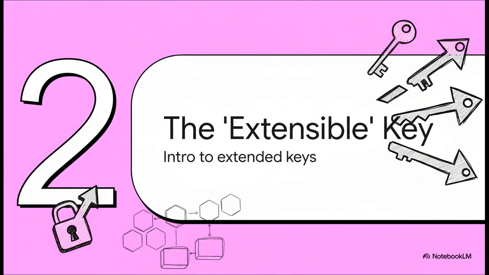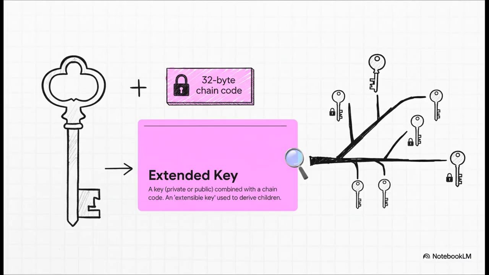So, what's the magic trick? It all comes down to this really clever idea called the extended key. And the name kind of gives it away, right? It's extensible. Its whole job is to be able to create a whole family tree of new keys, all from one single starting point. So, an extended key isn't just a regular key. It's actually two things bundled together, a normal key plus this special piece of data called a chain code. Think of it like a key plus a secret recipe. If a normal crypto key is just a single leaf on a tree, an extended key is the entire branch. It has all the information it needs to grow every other leaf connected to it.